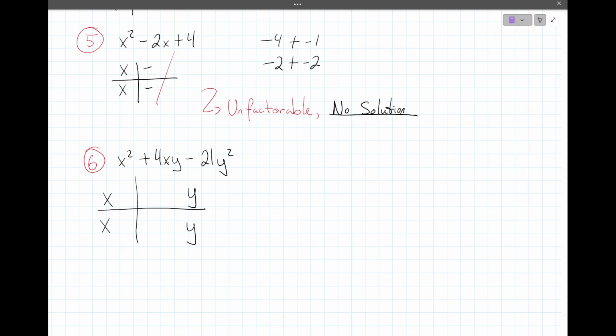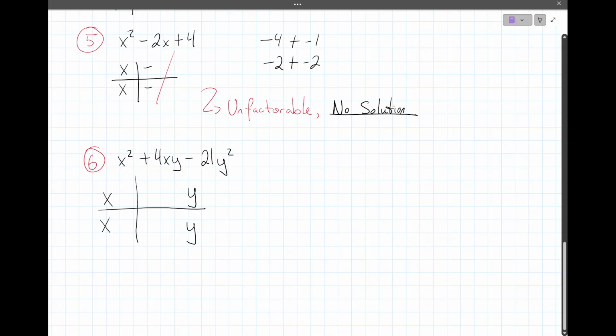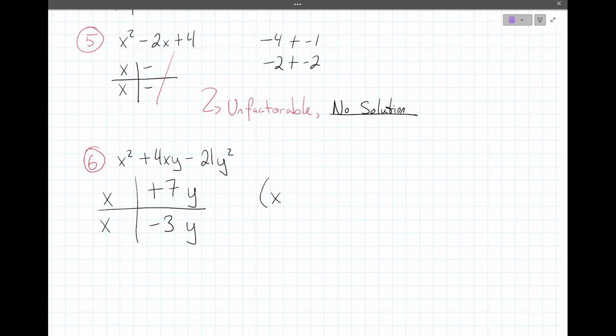7 minus 3 is 4, or 3 minus 7 is negative 4, but I want to reach positive 4. So 7 has to be the bigger number, and 3 has to be the negative number. The bigger number 7 has to be positive, and the smaller number 3 has to be negative, since this middle term here is positive altogether. So I'm going to get x plus 7y, x minus 3y, and that's my factoring there.